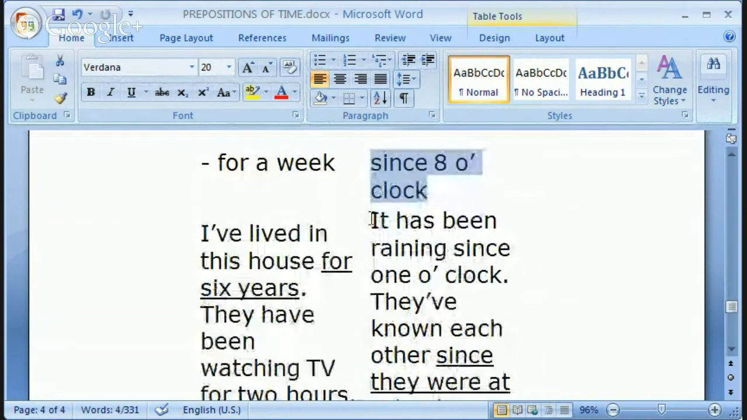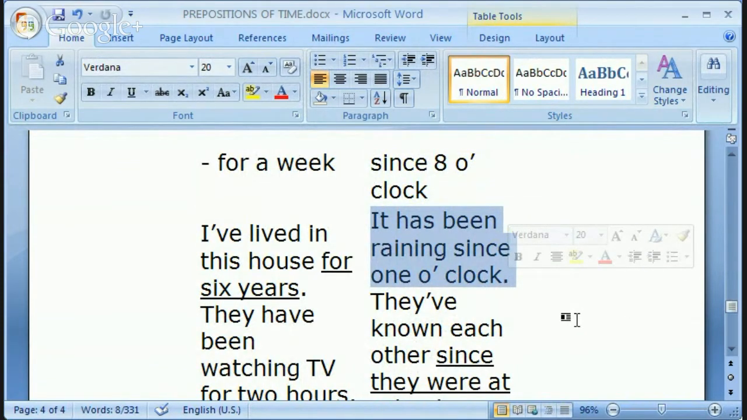All right. It has been raining since 1 o'clock. Now, if it's 3 o'clock now, I can say it has been raining. Notice again, I have has been raining, a perfect continuous tense, present perfect continuous tense. If it's 3 o'clock now, and I want to show the duration of the rain, I would say it has been raining for 2 hours. Okay, so I'm really expressing the same information, one using for and the duration of time, one using the beginning.